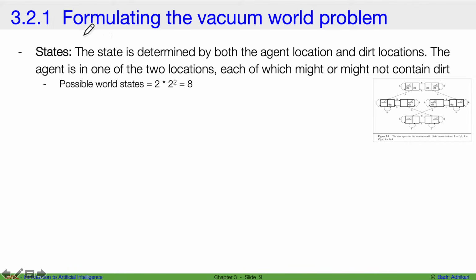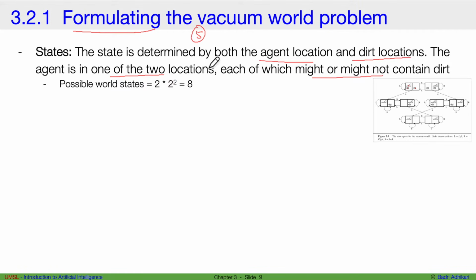Let's try to formulate the vacuum cleaner world problem. In other words, we want to define the 5 components that describe the problem. We will first start by defining what states are possible for the problem. A state is determined by both the agent location and dirt location. So we saw that the agent could be in either of the 2 rooms, and the dirt could be in either of the 2 rooms.